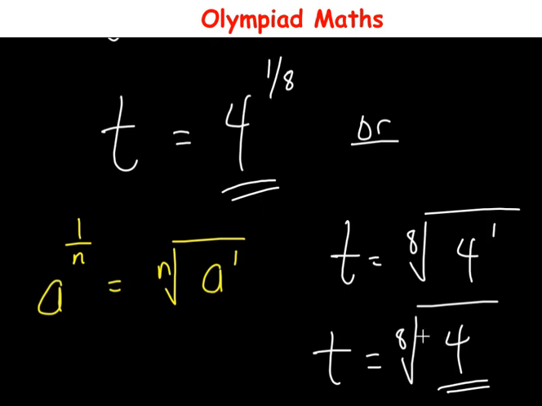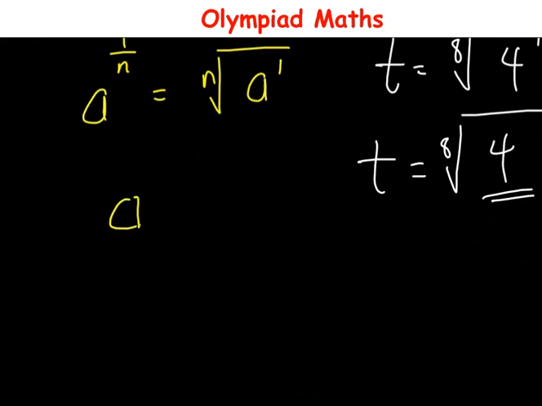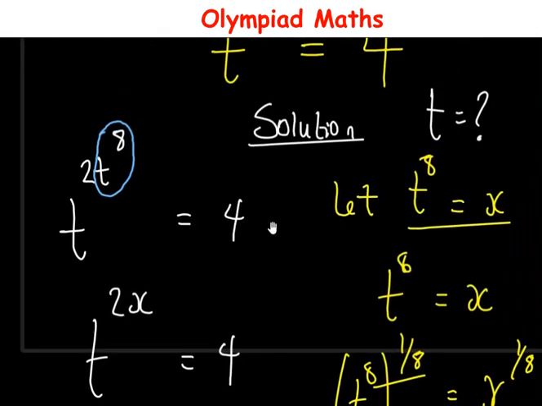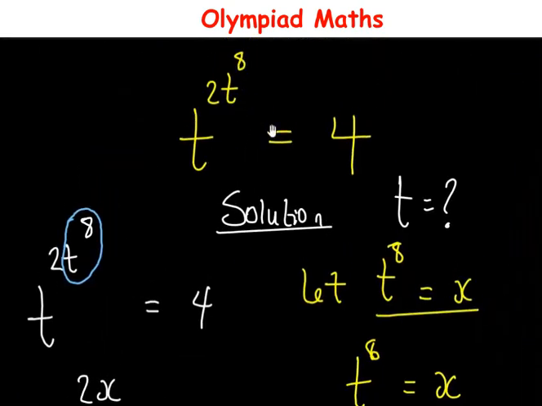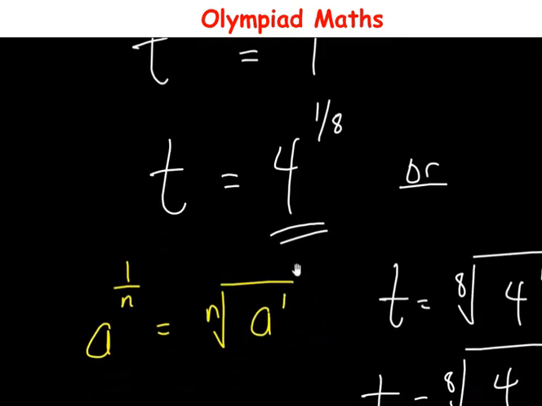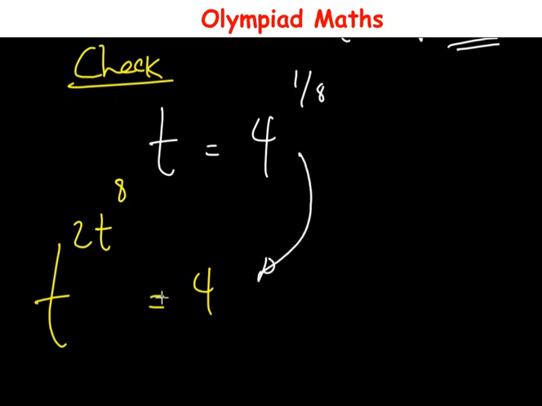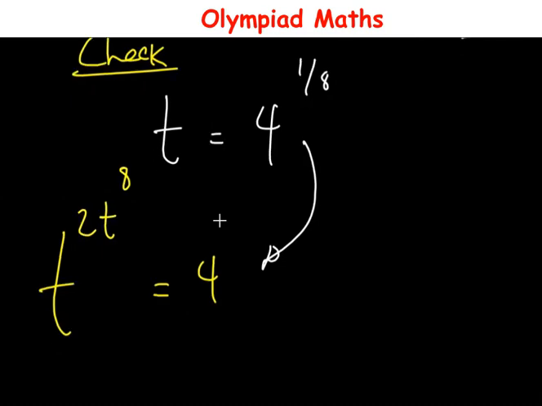Now let us verify if this solution of t is the correct solution. Let's check. The value of t that we got is t equals 4 raised to power 1 over 8. And the question is t raised to power 2t raised to power 8 equals 4. So that is the question. Now, if we input the value of t into this equation and both sides equal each other, that means the value of t is the correct solution. So let us check that out.